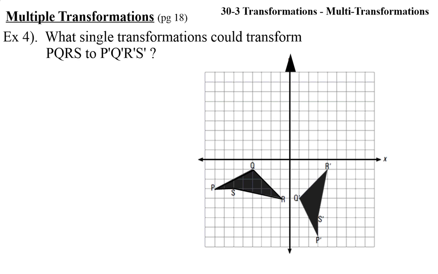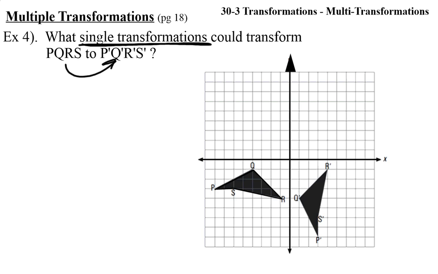Take the next one. Give the second one a try. Can you see what's going to take PQRS to P prime, Q prime, R prime, S prime, T prime? And notice that in this case it does say: what's the single transformation that has occurred. So take a look, see if you can figure that out.